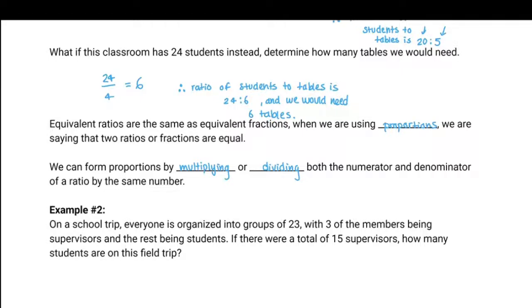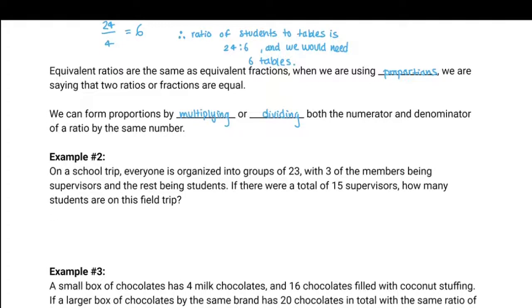On a school trip, everyone is organized into groups of 23, with 3 of the members being supervisors and the rest being students. If there were a total of 15 supervisors, how many students are on this field trip? So, we have supervisors over students. That would be our ratio. And that would be 3 over 20. 20 because 3 of the members are supervisors, meaning the total minus 3 would be students, which is 20.